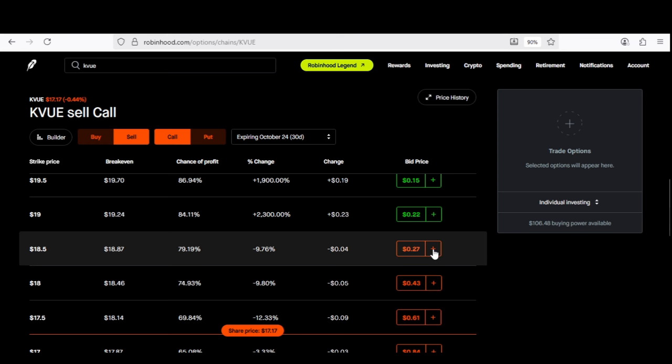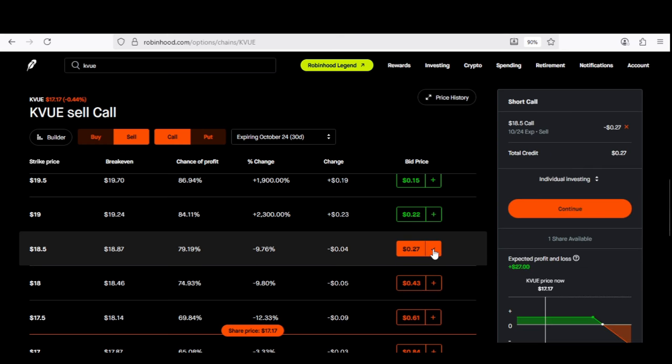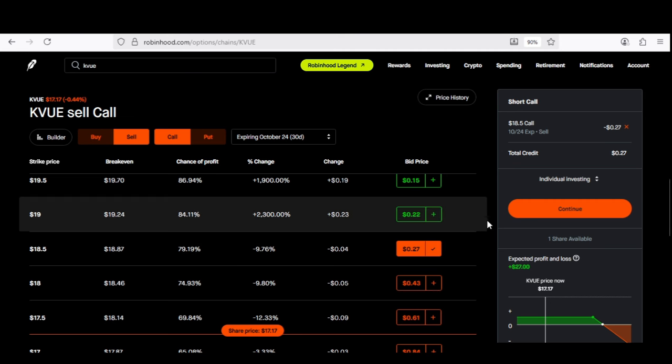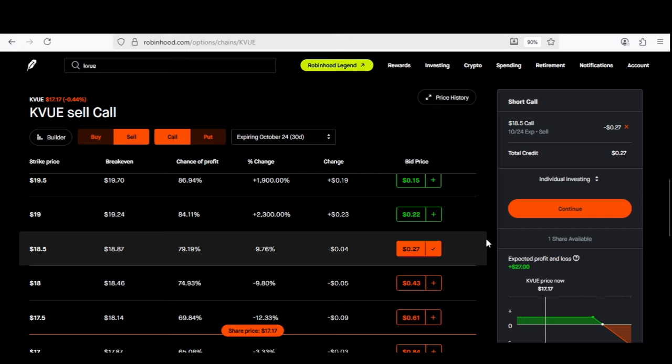The 18.5 is going to pay me 0.27 or $27. Once again, each option contract does contain 100 shares. So you multiply your 0.27 by 100 shares, and that's going to give you $27.